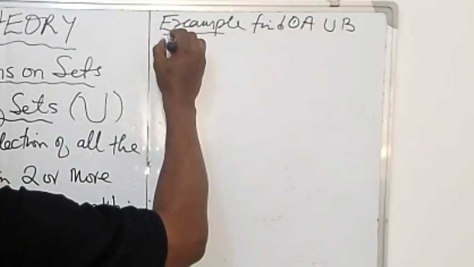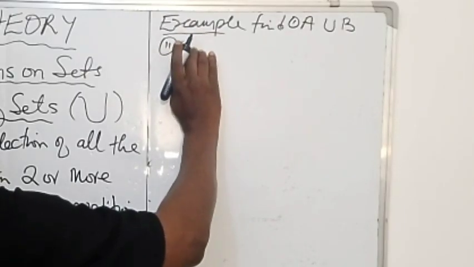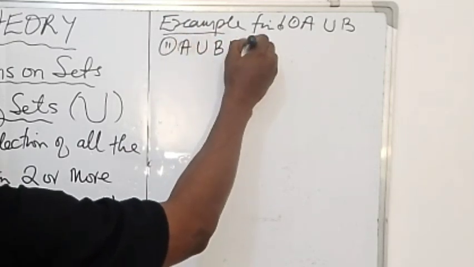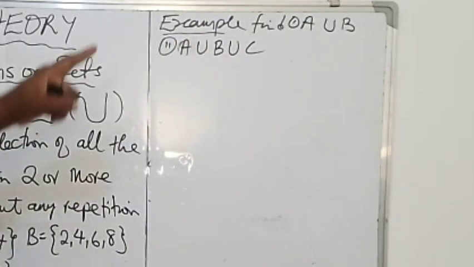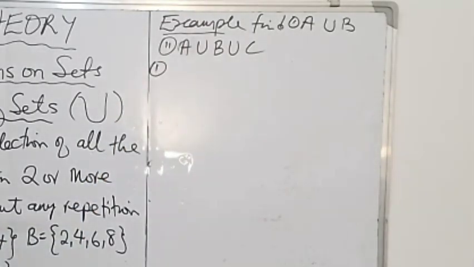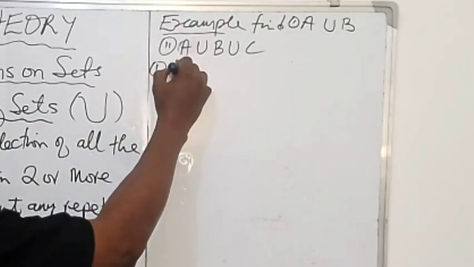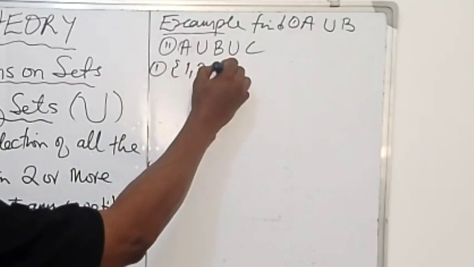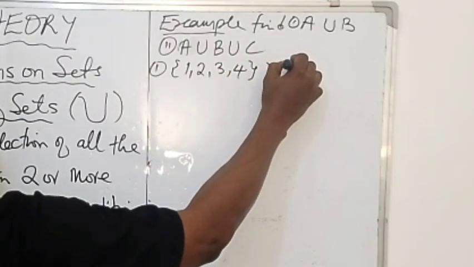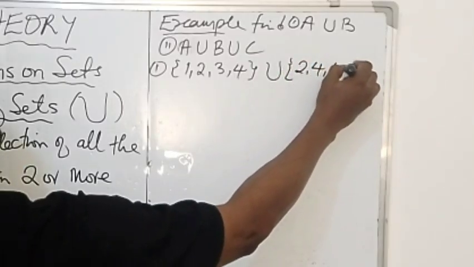And then the second will be A union B union C. Let's start with the first. To get my A union B, my A union B will be 1, 2, 3, 4 union the next set, which is 2, 4, 6, 8.